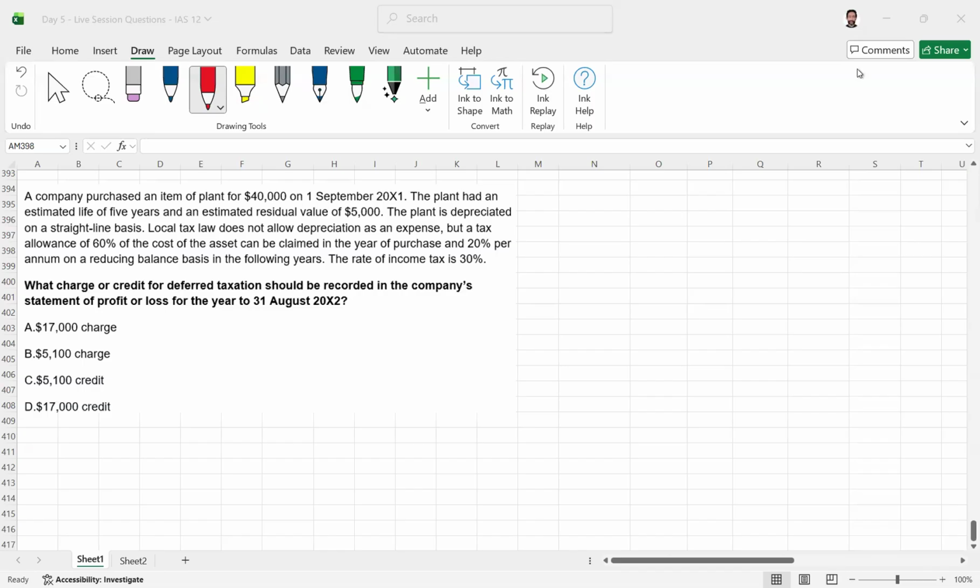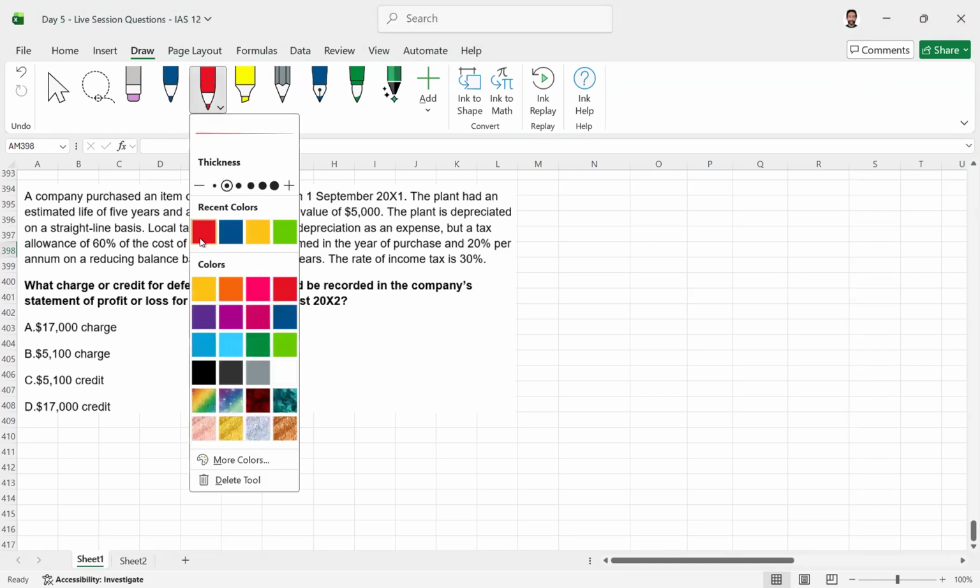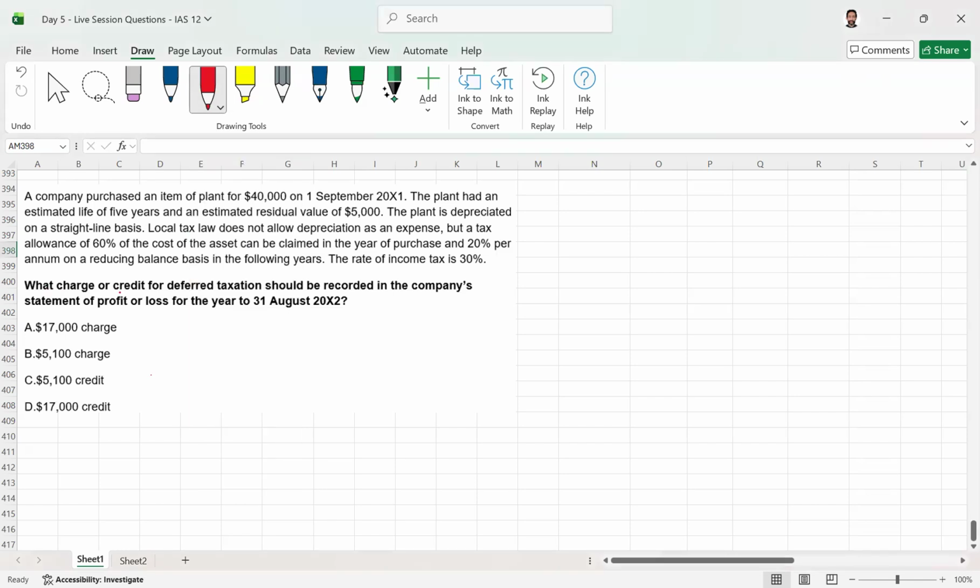Dear students, we are looking at a question for deferred tax. It will help us understand how the temporary differences arise, and how we will be dealing with them. So let's see on this specific question. We have what charge or credit for deferred taxation. There is no mention of the deferred tax asset or liability.